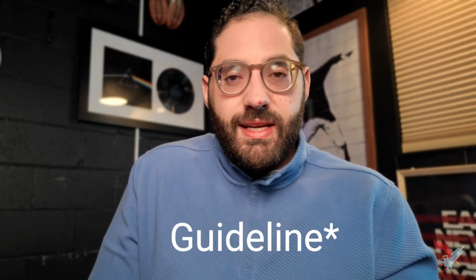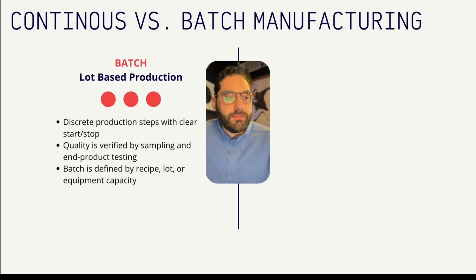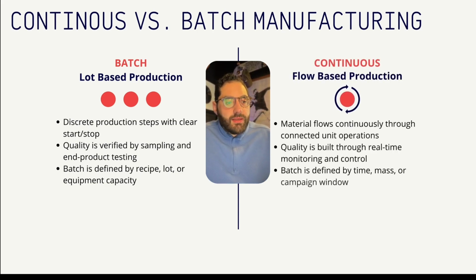Let's get into the standard. I want to talk about continuous manufacturing, how it differs from batch manufacturing, and some of the important considerations to think about when it comes to quality. So you need to think of batch production versus continuous production. And batch production is really your normal production process where you have step A that feeds into step B that feeds into step C that feeds into step D. And you're doing intermediate checks in between in the form of IPC tests or finished release testing. Your batch is defined by a recipe, a lot, or by your equipment capacity.